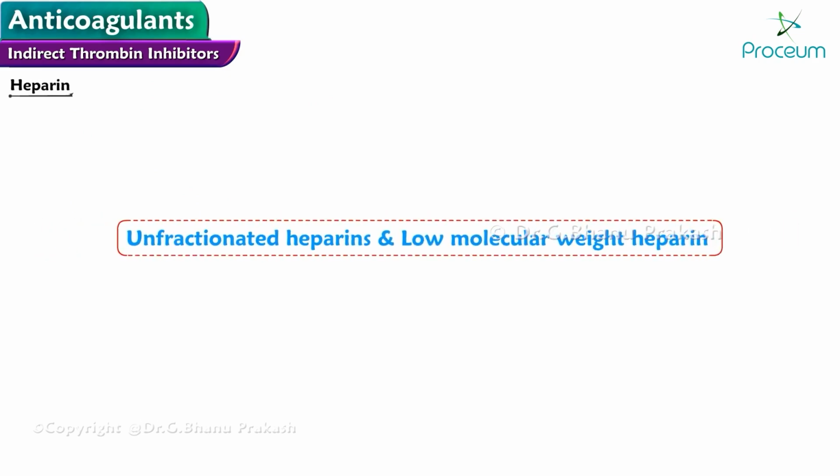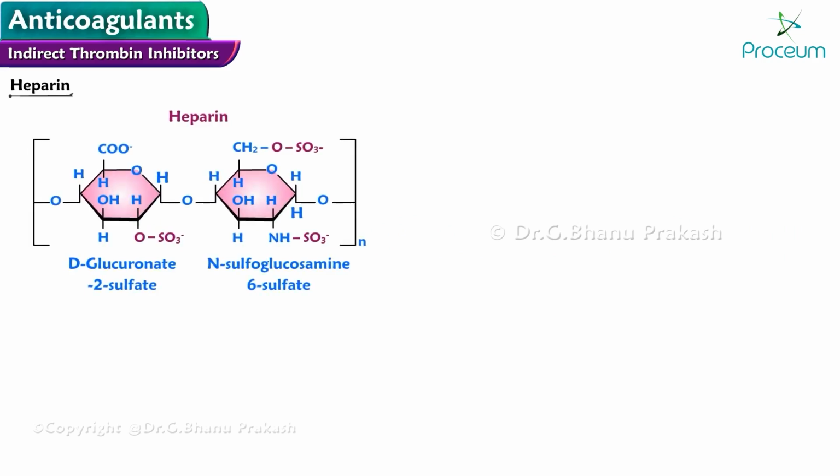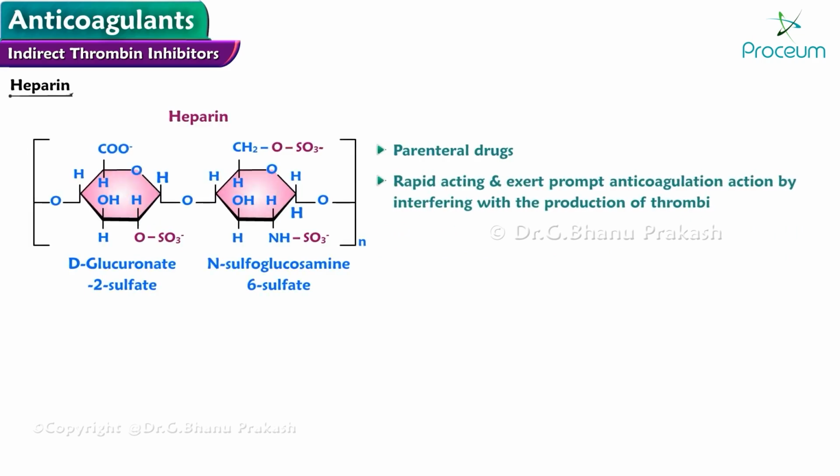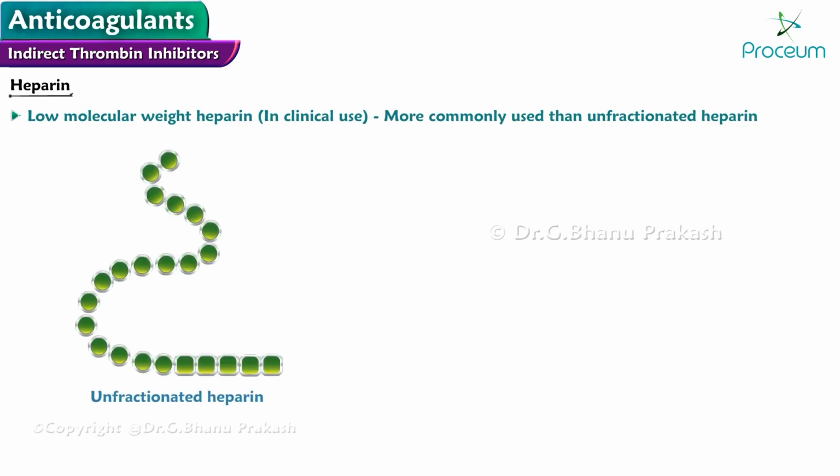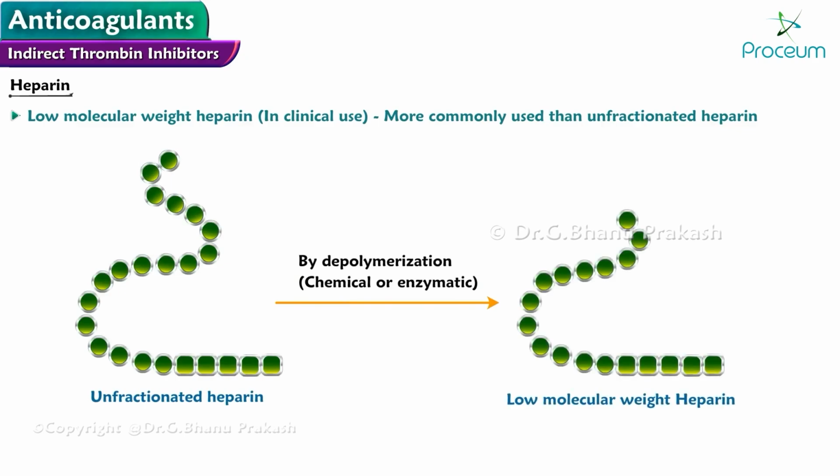Heparin: unfractionated heparin and low molecular weight heparin. Heparins are parenteral drugs which are rapid-acting and exert prompt anticoagulant action by interfering with the production of thrombi. They are strong acids due to the presence of sulfate and carboxylic acid groups. In clinical use, low molecular weight heparin is more commonly used than unfractionated heparin. Low molecular weight heparin is produced from unfractionated heparin by depolymerization of the molecule, chemical or enzymatic.